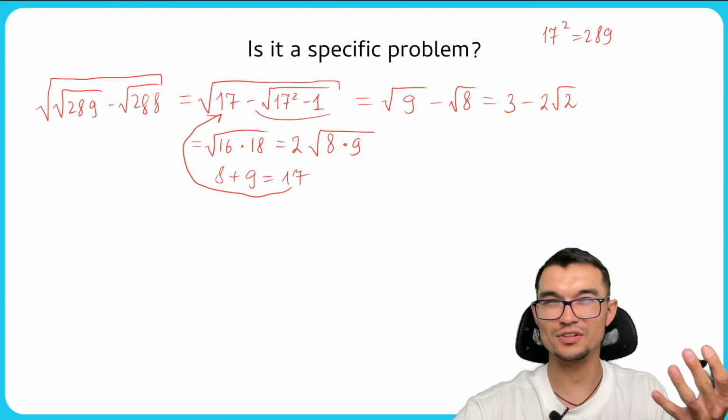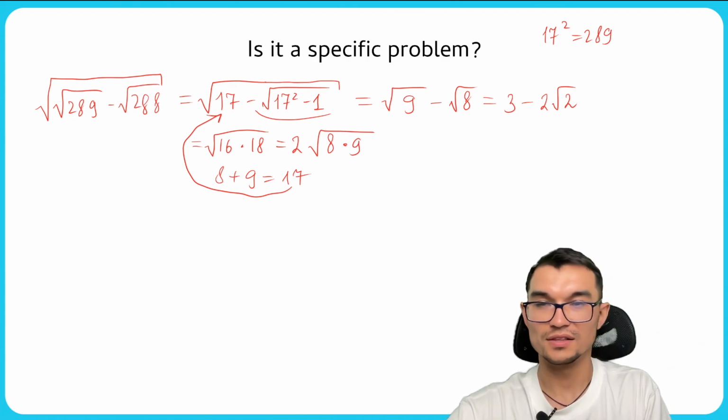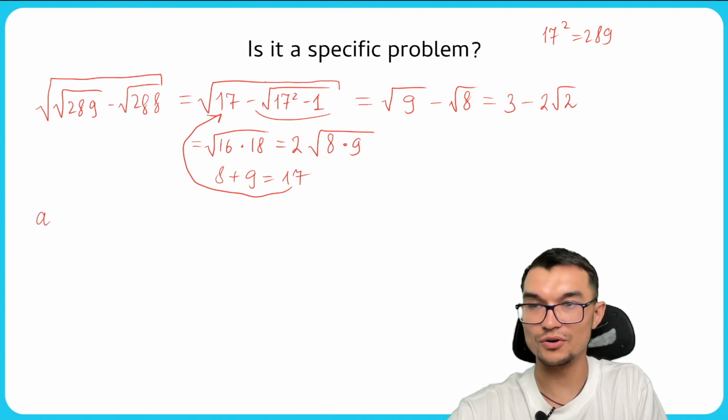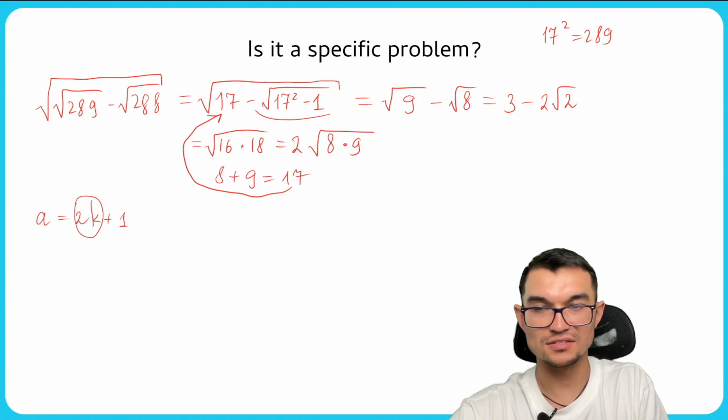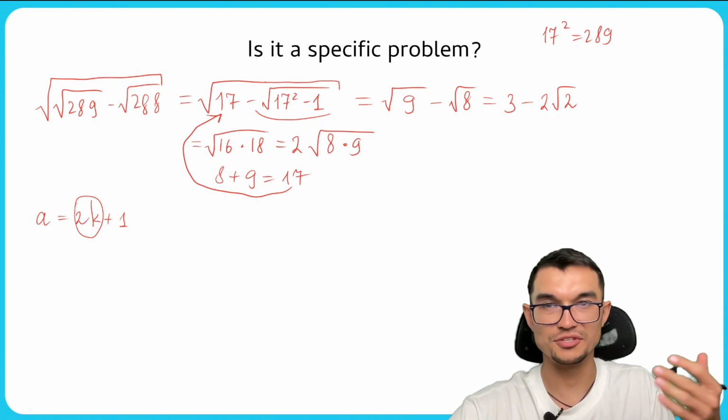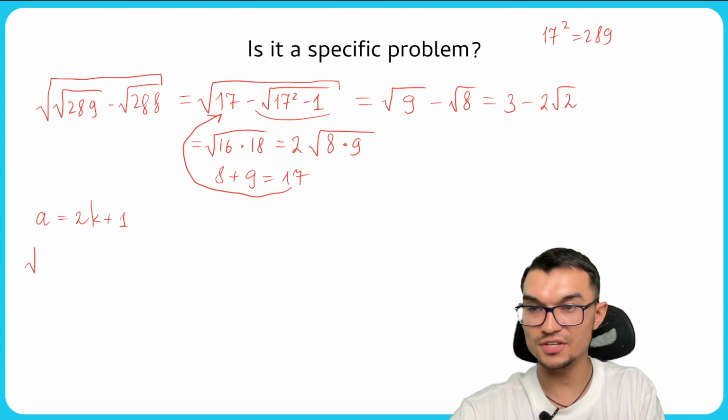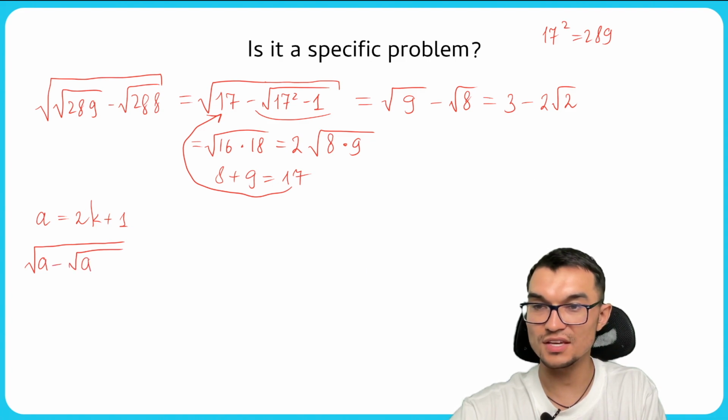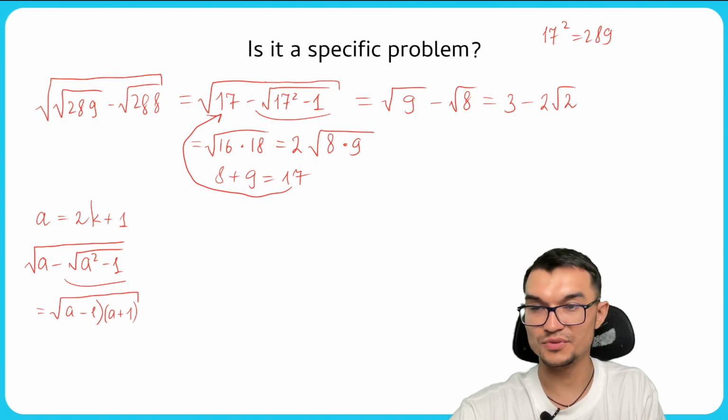So can we generalize that problem? Of course, we can. Let's say that a is some odd number, which means that a equals 2k plus 1. Because an odd number is always one more than an even number, and 2k is an even number because it's obviously divisible by 2. Now we have our problem generalized. We have to simplify the square root of a minus the square root of a squared minus 1. Using the difference of two squares, we can say that this is the square root of a minus 1 times a plus 1, just as we did in previous examples.